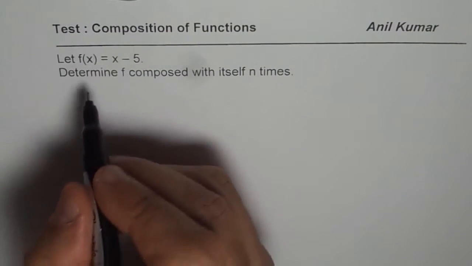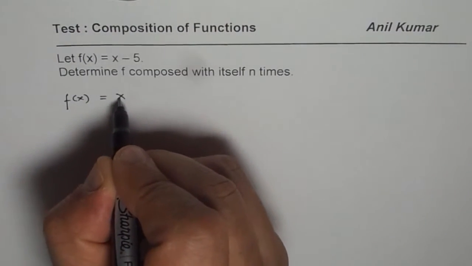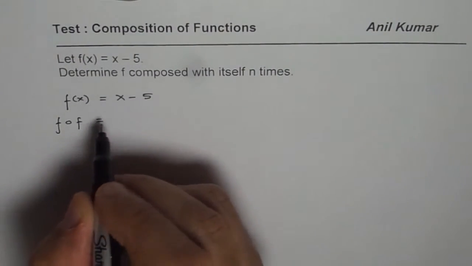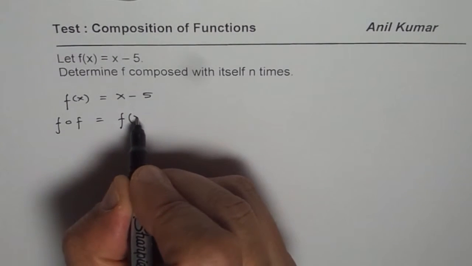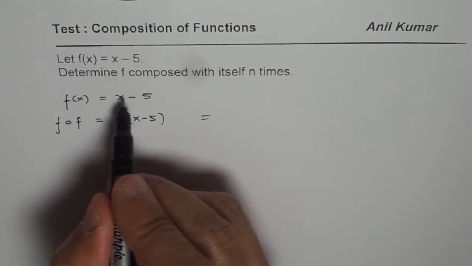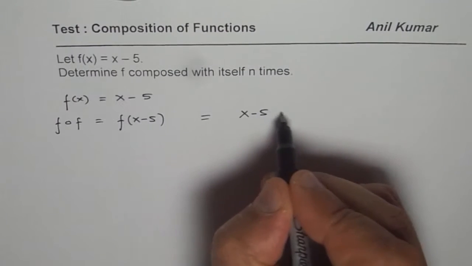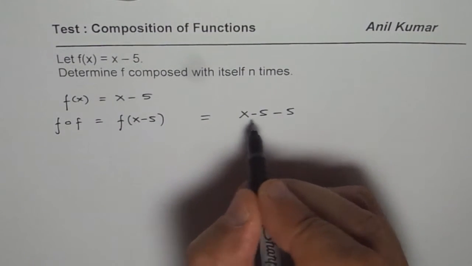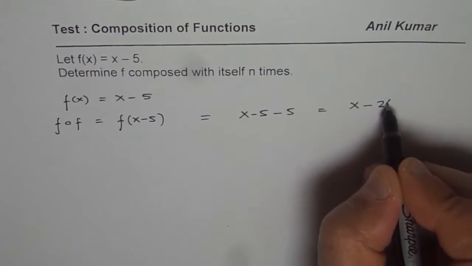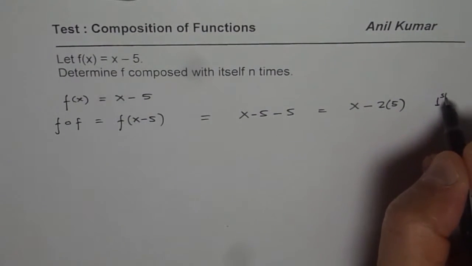Okay, so let's do this operation one by one. So we are given f of x equals x minus 5. So if I do f of f, it really means what? It means f of x minus 5, correct? So we have to replace the x in f of x minus 5 with this value. If I do that, I get x minus 5, and here we already have 1 minus 5, correct? And that gives you x minus 2 times 5, correct? Let me write like this. So that is the first operation, right? This is our first operation.